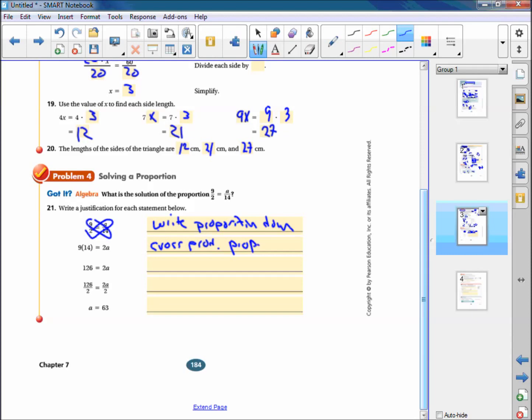Okay. And then we're just going to multiply 9 times 14 together to get 126. And then I'm going to divide by 2 to both sides. So this is the division property of equality. You can always divide something to both sides of an equation. And then when we're done, we're just simplifying that 126 over 2 to get to here.